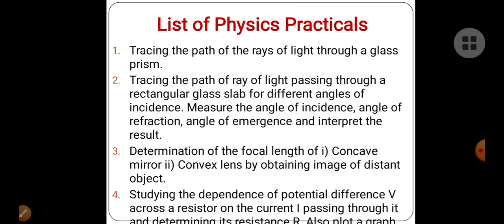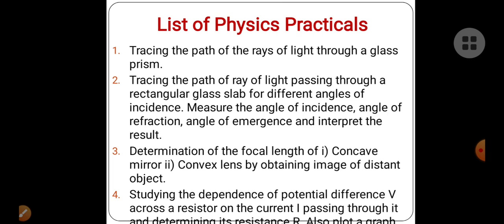First is tracing the path of rays of light through a glass prism. And second, tracing the path of a ray of light passing through a rectangular glass slab for different angles of incidence. And then measure the angle of incidence, angle of refraction, angle of emergence, and interpret the result. Here in this practical, we will perform it and we can show that angle i is equal to angle e.